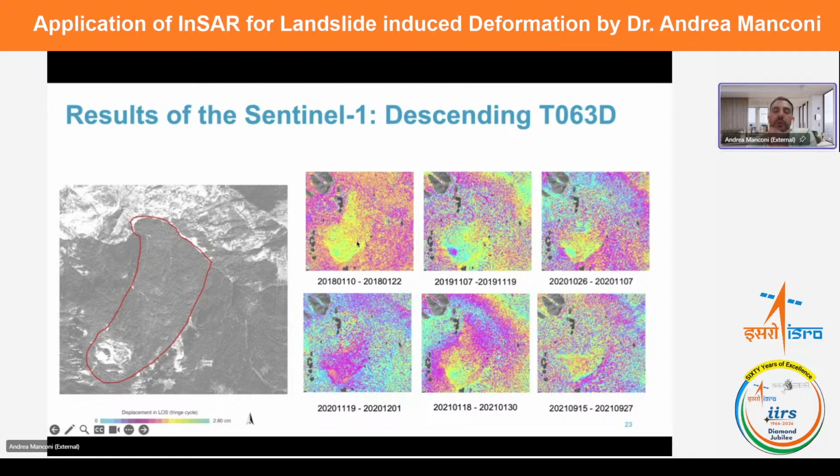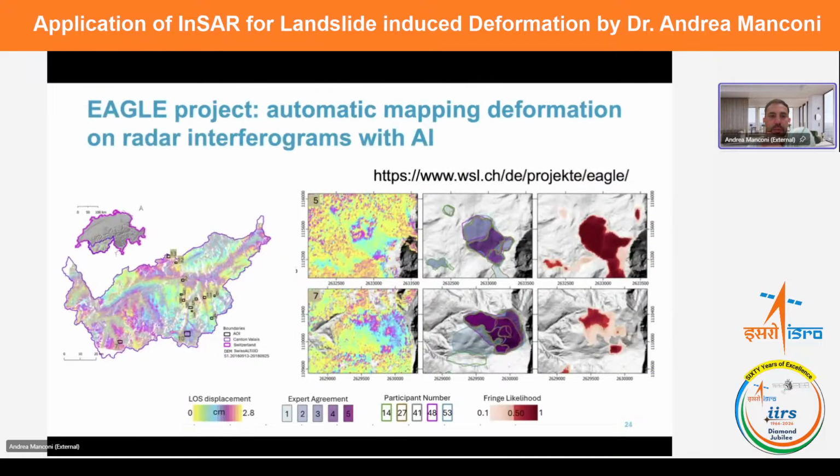Again, here the interferograms are a very good indicator of the spatial pattern, also giving some information about the temporal evolution of the displacement. So it's not yet monitoring, but it's giving you a survey scenario, as we discussed before.